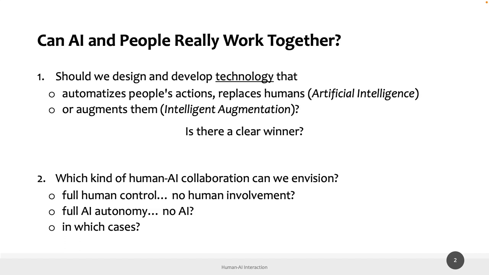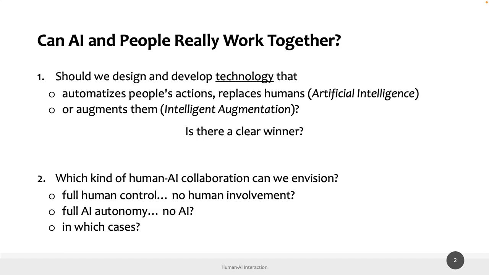I kept this separate on purpose, also to create the two groups that you didn't create, because you focused more on augmentation. And the second aspect, strongly connected with automation and augmentation, but which we didn't focus on in the panels, is which kind of human-AI collaboration or interaction we envision. Again, historically, the two main points were, on one side, full human control, and on the other side, full AI autonomy.